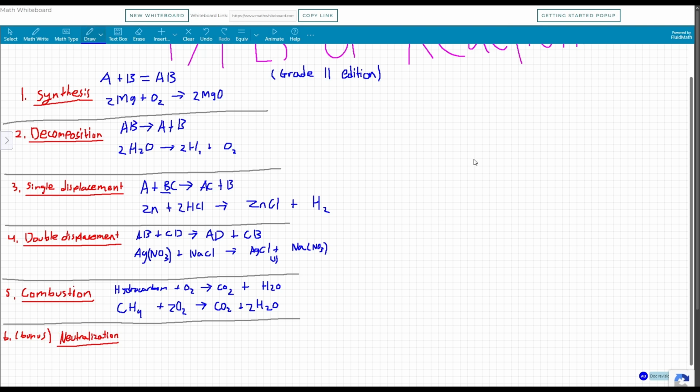Okay, moving on to our last one, neutralization. This reaction occurs when an acid reacts with a base, giving us a salt plus H2O, which is water. Let's give an example here. Let's get hydrochloric acid plus sodium hydroxide. This reaction would give us a salt, which is sodium chloride, table salt, plus H2O.